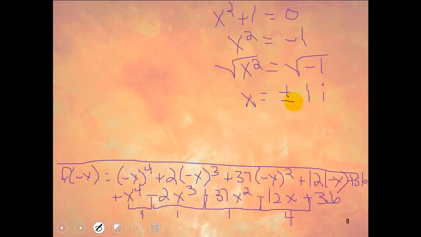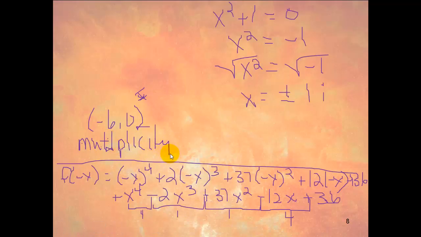So my solution is negative 6, 0, and that has a multiplicity of 2, so that means it counts as 2, and then I have plus or minus.